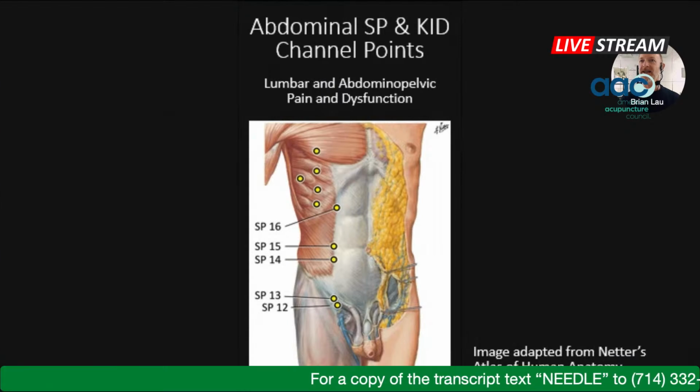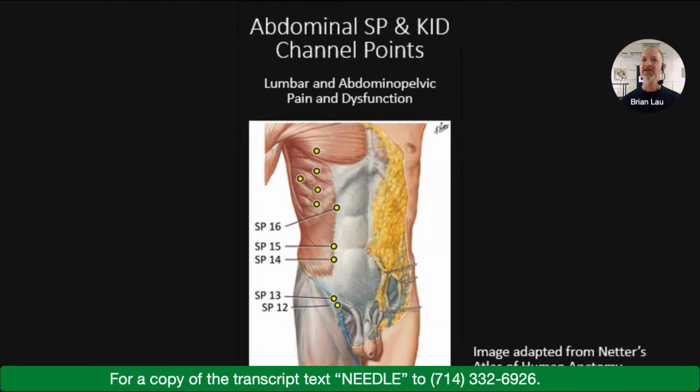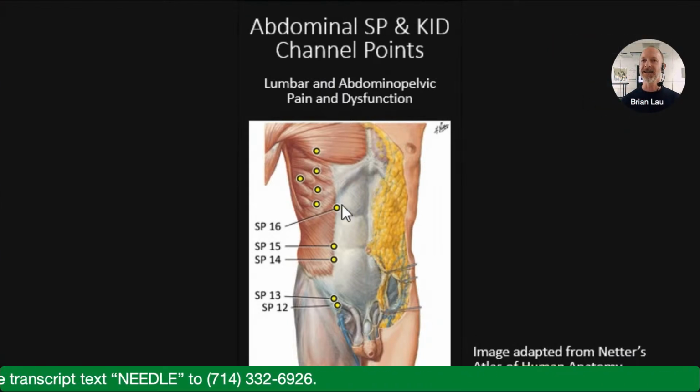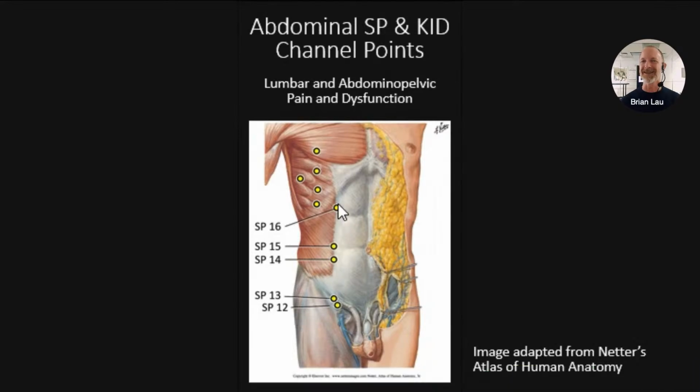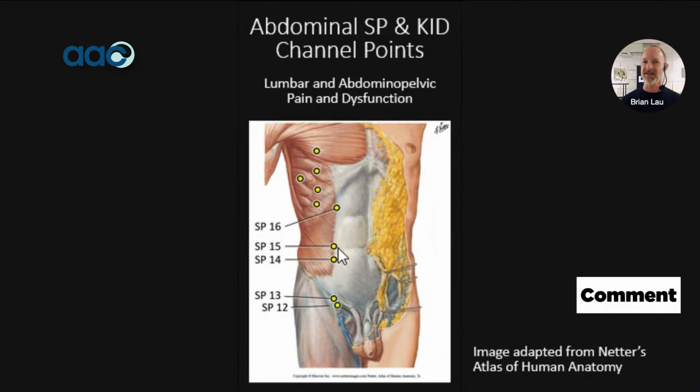We'll start by looking initially at the spleen channel. I have these additions to Netter's Atlas of Human Anatomy. They don't have the acupuncture points on them; I put these on manually. Netter is one of the gold standards of anatomical illustrations, and they're such great illustrations that I thought I would adapt them by adding, in this case, the spleen channel. As we know, the spleen channel is on the lateral edge of the rectus abdominis. That's useful information, and we can talk about the significance of that in just a second.